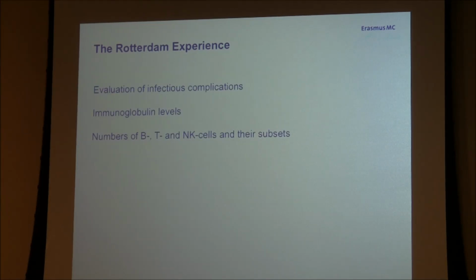So what did we do? We evaluated the infectious complications, so how many infections were reported, how many times they used antibiotic treatments, how severe the infections were, and whether there were hospital admissions because of the severity of the infections. Then we evaluated immunoglobulin levels, numbers of immune cells, so the B and T cells, as shown previously, and the natural killer cells, which are responsible for detection and deletion of specific viral infections.